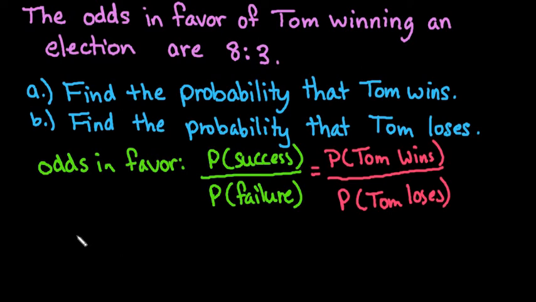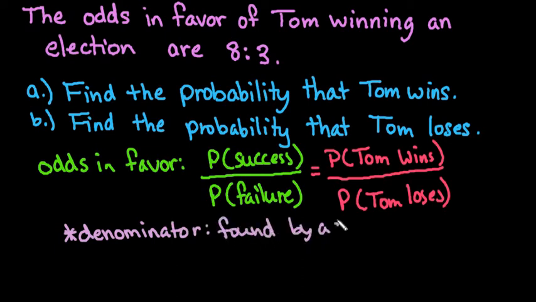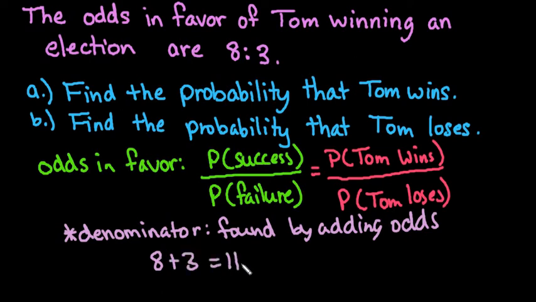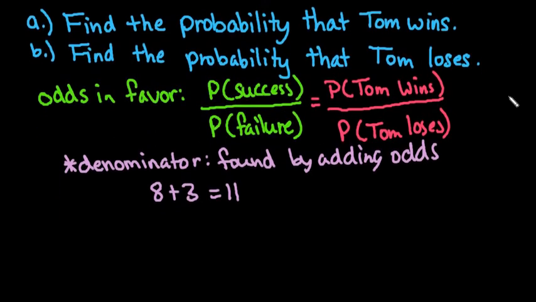So what we are going to do is find the denominator for the probabilities. The denominator has to be the same, and it's always found by adding the odds together. So in this case, we would take 8 plus 3, and that would give us 11. Now we have all of the information we need in order to find the probability.